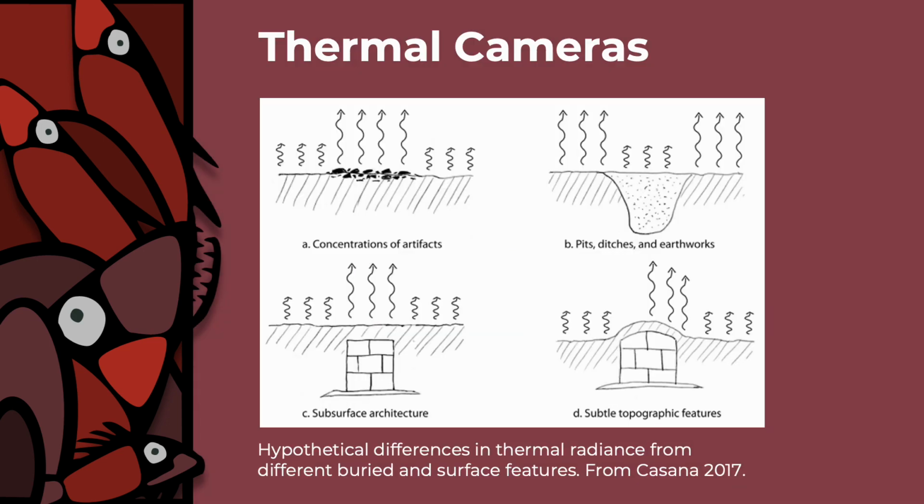Thermal cameras and a technique known as thermographic imaging or thermography are another option for identifying buried features from the air. Buried features will absorb, reflect, and emit heat from the sun at different rates depending on their composition, density, and moisture content. For example, during a 24-hour period, the ground will heat up from the sun, which in turn can heat up features buried below the surface through a process known as thermal conductivity.